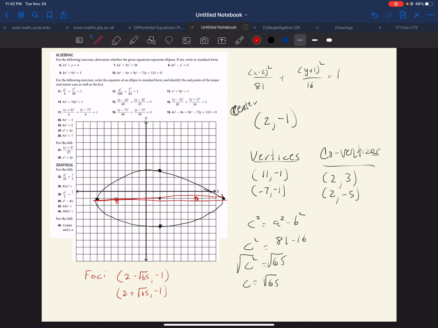If I needed to, because I see that I went left and right 9, I know the major axis has a length of 18. Sorry, and because I went up and down 4, I know the minor axis has a length of 8. And that's pretty much everything you can get.